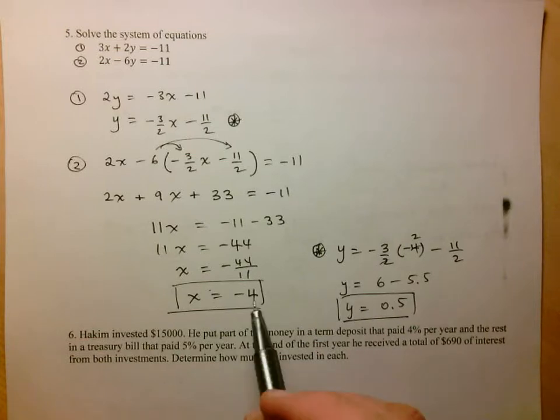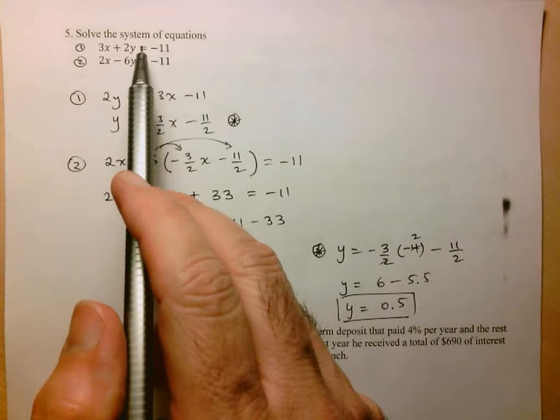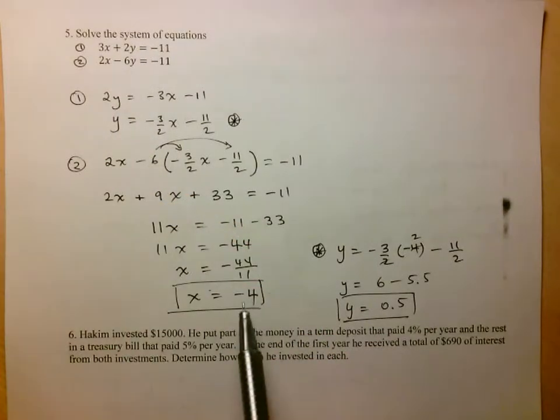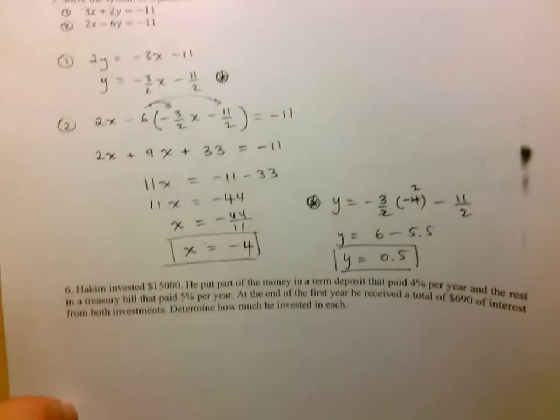Okay, so here we go. The solution is x equals negative 4, y equals 0.5. Now remember, had they asked me for the point of intersection, I should be giving this answer as an ordered pair. Okay, so let's move on to the last question.